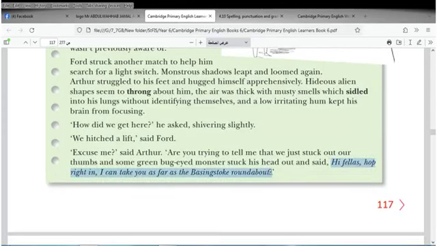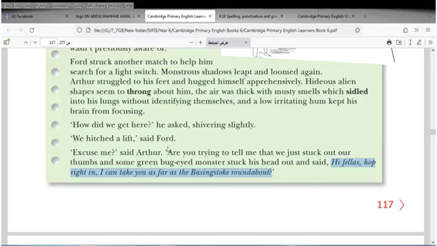What do you want me to think of? Okay? His head out and said, his fellows hopped right in. I can take you as far as Brain or Basingstoke roundabout. He's making fun. He is ironic. He's sarcastic. Okay, it's like picking a taxi or taking a lift from one planet to another planet.